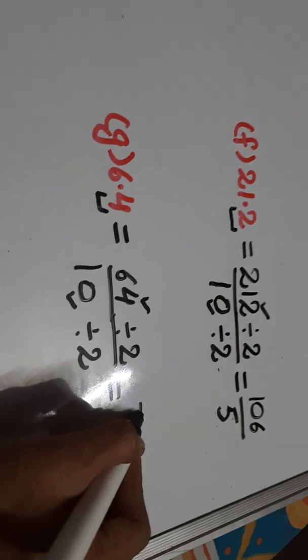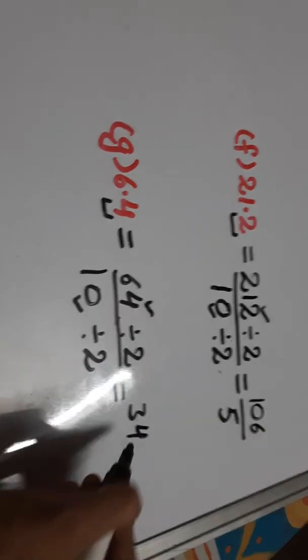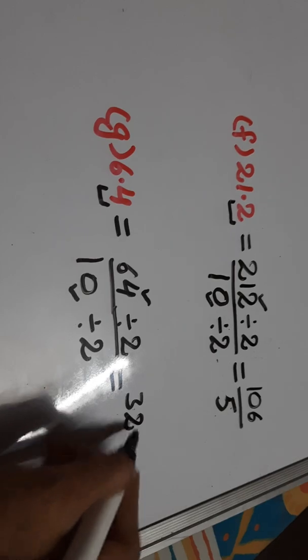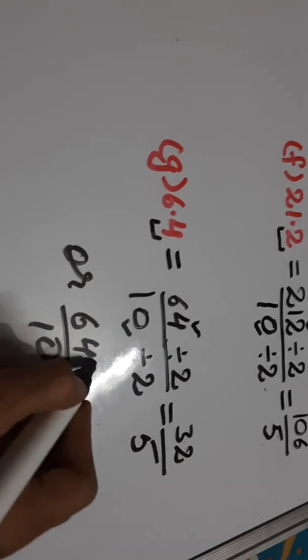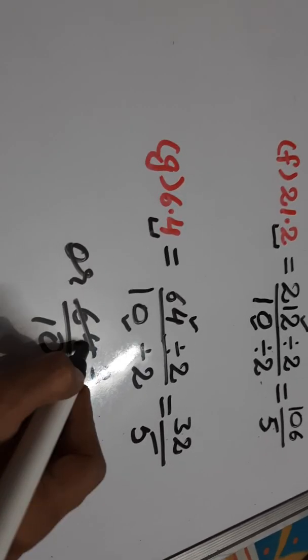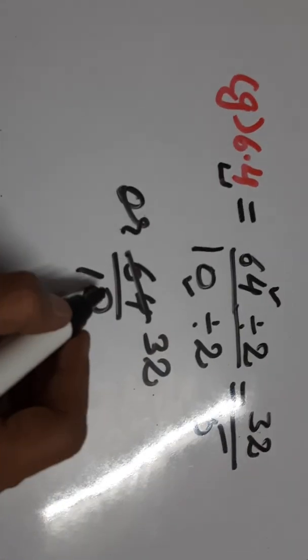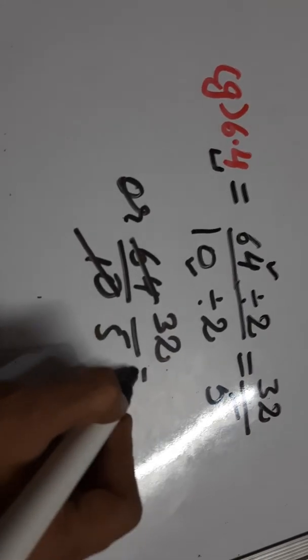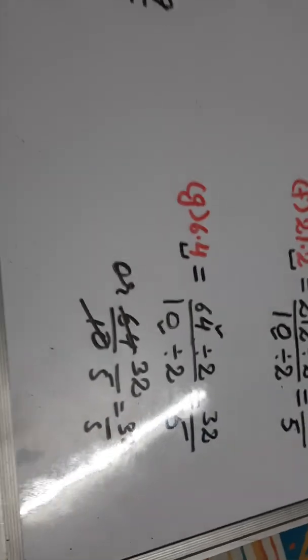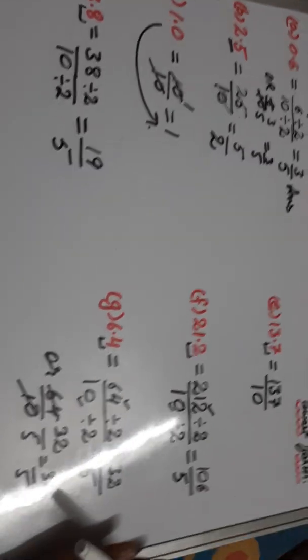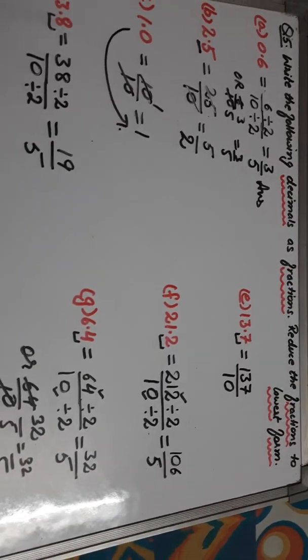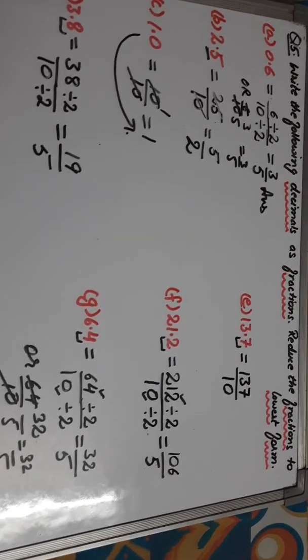So 2 3s are 6, 2 2s are 4. Sorry, 2 2s are 4 divided by 2 5s are 10. So this is the answer. Or we can do it directly, like 2 3s are 6, 2 2s are 4 and 2 5s are 10. So answer will be 32 by 5. So dear students, in this way you can use either of the method to solve the question. Any of the method can be done to reduce the fractions into lowest form.